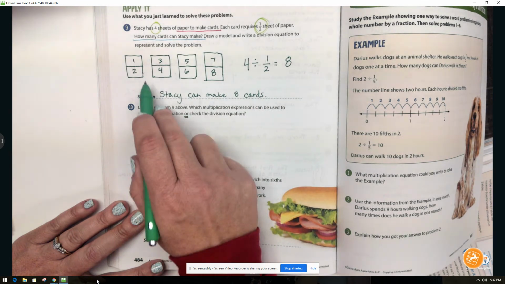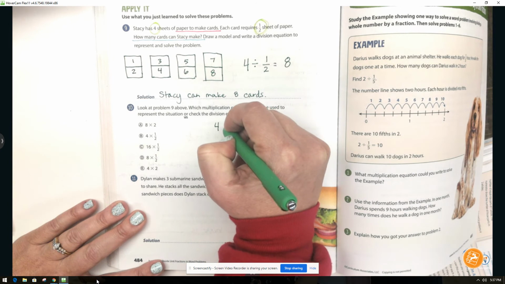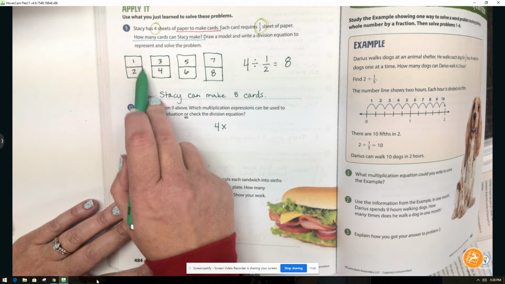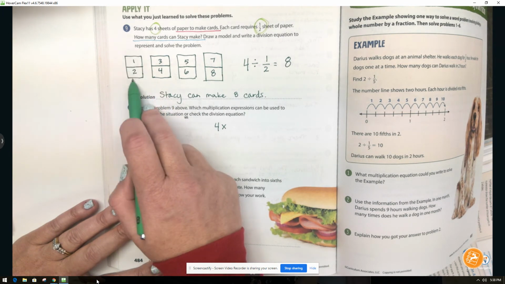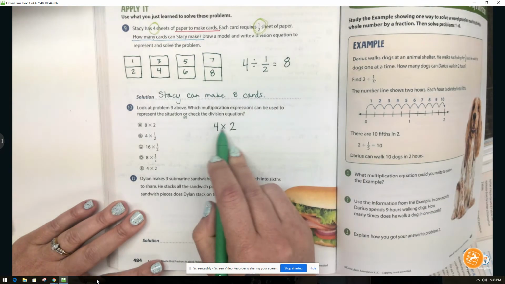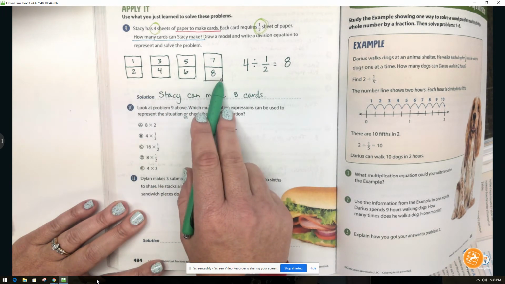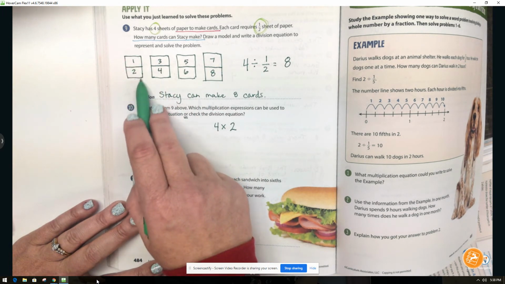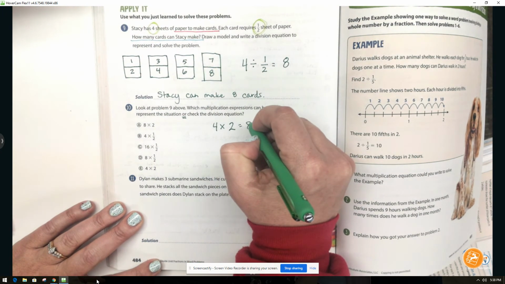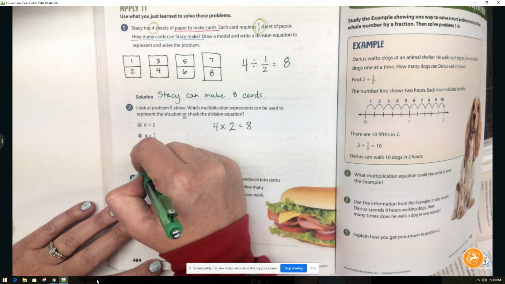So first of all, we know that we have 4 sheets of paper. So we know that one multiplication we can do is 4 sheets of paper times how many cards you can make out of 1 sheet of paper. We can make 2 cards out of 1 sheet of paper. So we can multiply the total number of paper by how many you can make in 1 sheet of paper. So 4 times 2 equals 8. So do we see that over here? Yes, that's right. We see that here on letter E.